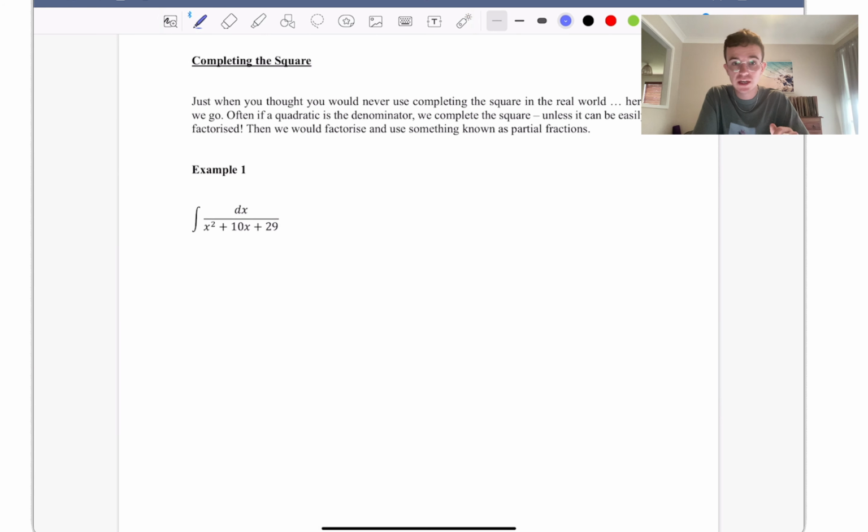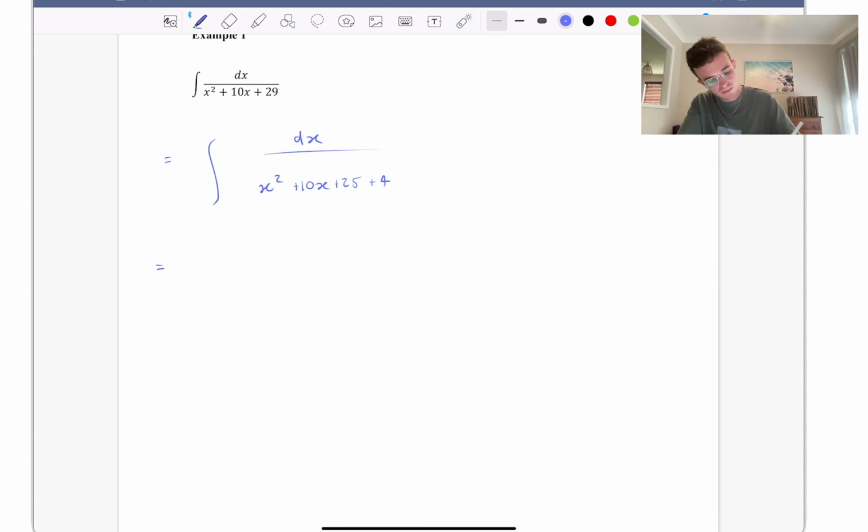A good go-to strategy in Extension 2 integrals is completing the square. Often if you have a quadratic denominator and you can't factorize it nicely using either the cross method or the sum and product method, we're going to complete the square. So if we completed the square on x squared plus 10x, we would get x squared plus 10x plus 25, and that would leave us with a plus 4, because 25 plus 4 is 29. So this is the integral of dx over 4 plus, we take that perfect square, x plus 5 squared.